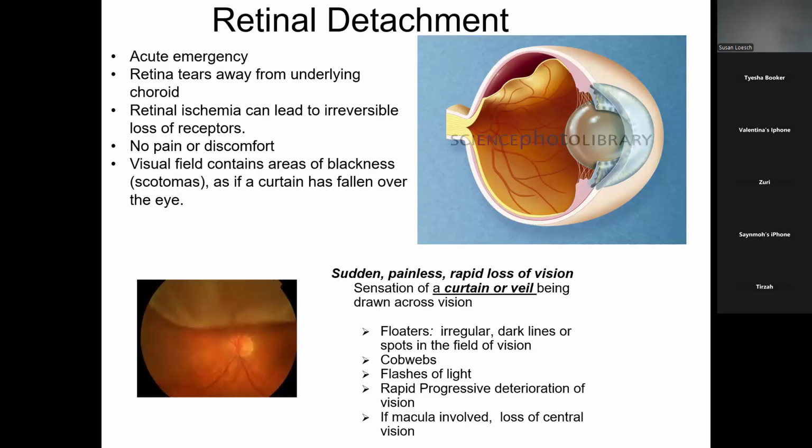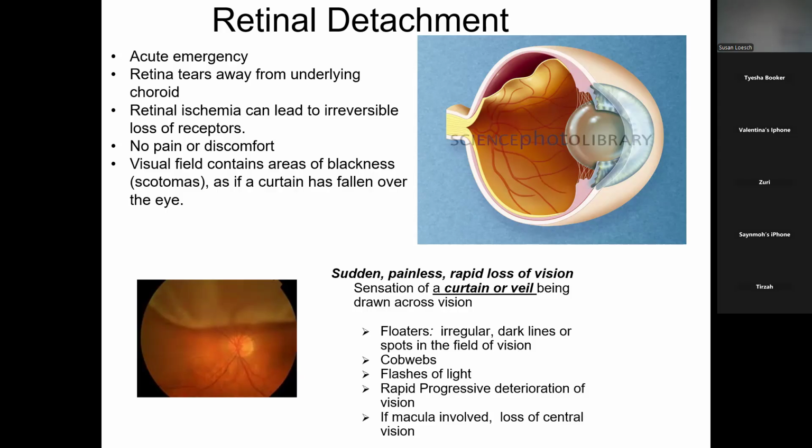Retinal detachment. This is an acute emergency. The retina tears away from the choroid. Remember, the choroid is being held there by the vitreous humor to provide nutrients. This can happen because of marked myopia, degeneration with aging, or scar tissue that puts tension on the retina. So we need to bring these back together. Okay, if the retina stays away from it, it's not going to get any nutrients and they could lose vision.